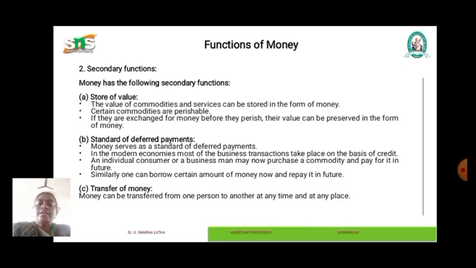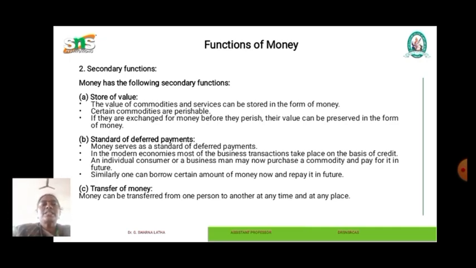In the secondary functions, we can see the store of value. The value of commodities and services can be stored in the form of money. For example, certain commodities are perishable such as milk, flowers, fruits, etc. These are exchanged for money before they perish, so their value will be preserved in the form of money.